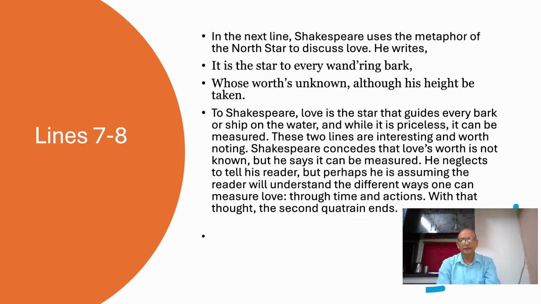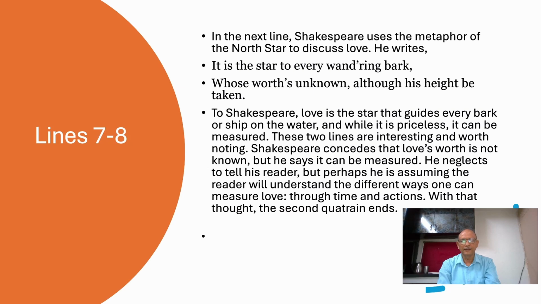In the next line, Shakespeare uses the metaphor of the North Star to discuss love. He writes, "It is the star to every wandering bark, whose worth's unknown, although his height be taken." To Shakespeare, love is the star that guides every bark, or ship, on the water. And while it is priceless, it can be measured.